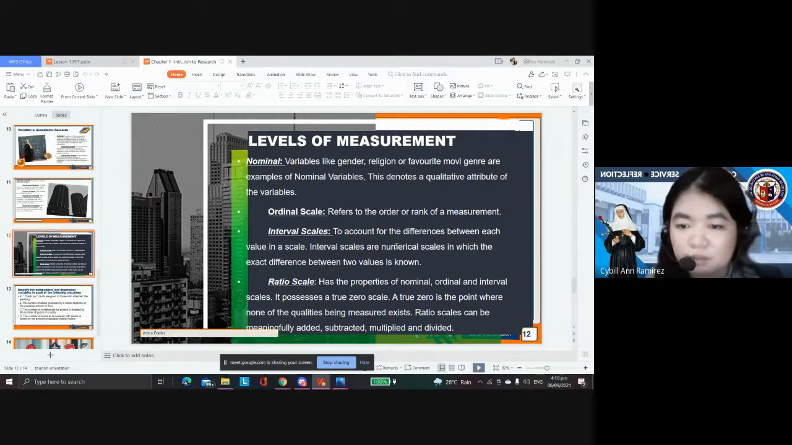Okay? So actually, out of all the measuring variables, it's only the ratio scale that has the properties of the nominal, ordinal, and interval scale.